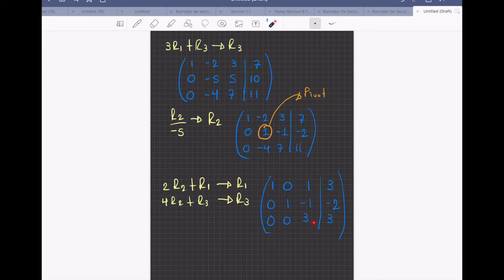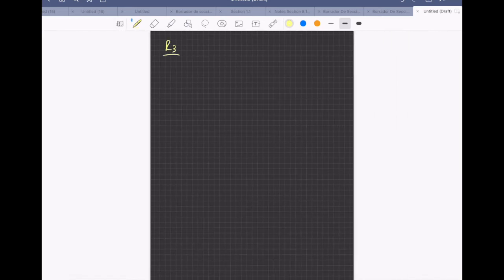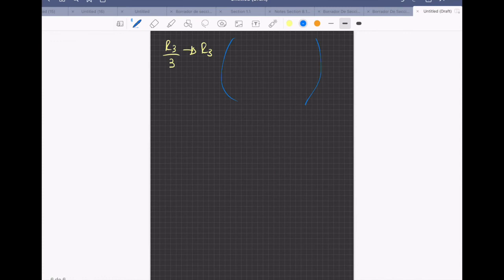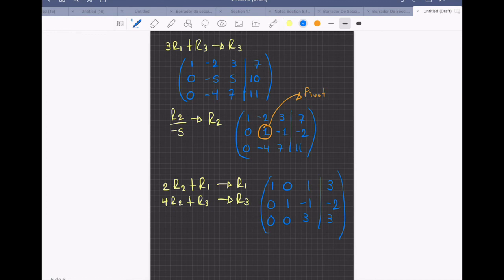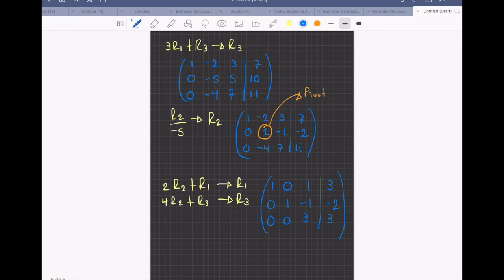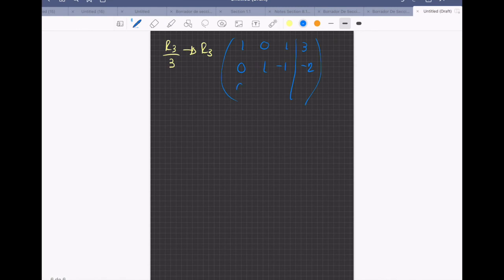But notice here I have 3 and 3. So what about if I divide this by 3? We put it here. Row 3 divided by 3. We replace the row 3. And the matrix is going to be the same except for row 3. 1, 0, 1, 3. 0, 1, negative 1, negative 2. And divide every element of row 3 by 3. It's going to be 0, 0, 1, 1.